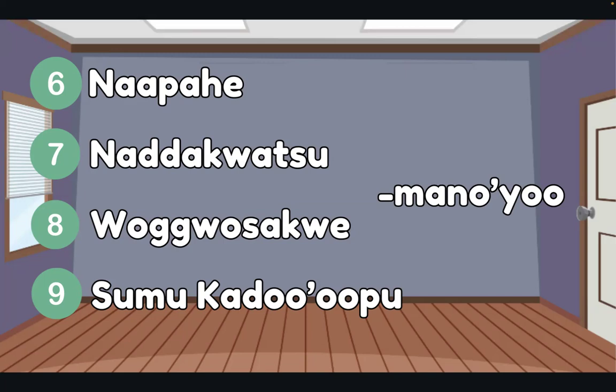Making sense? It's just very simple. You take that root number, whatever the root word for the number is, and you just add mano to it. That's how you form the tens: 10, 20, 30, 40, 50, 60, all the way to 90. Any questions before I move on?